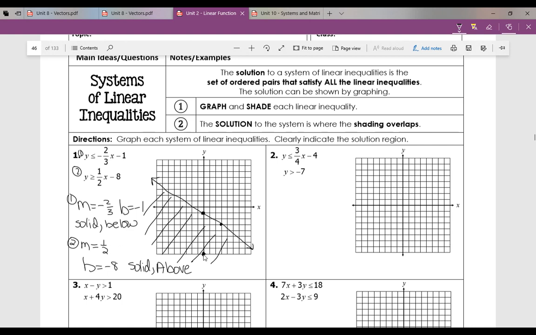All right, +1. So we go up 1 and to the right 2. This is also a solid line. And I am going to shade above that line. So I'm going to keep that line and I'm going to shade everything above that line. Now, do you see the crisscross pattern? The crisscross pattern is here. Okay, it's not over here. I only see one set of shading.